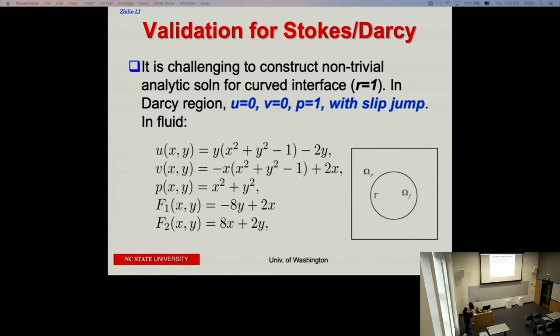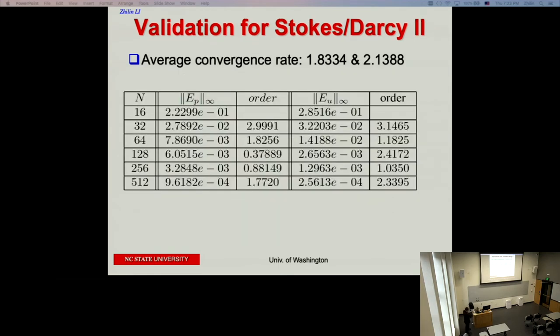And this is in the fluid. In the porous media, it is very simple. And for this problem, they both have a jump in pressure and a jump in the velocity. Okay? And we just apply the numerical method, then check the order of accuracy and validate our code. As expected, we get a second order in velocity, and for the pressure, we get a better superlinear convergence. And the reason is because you still have a boundary layer.